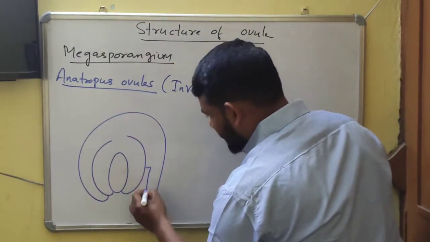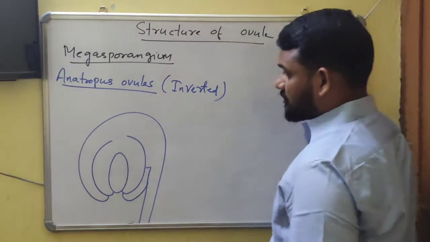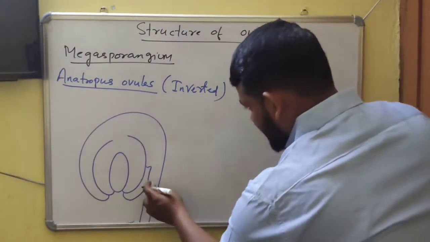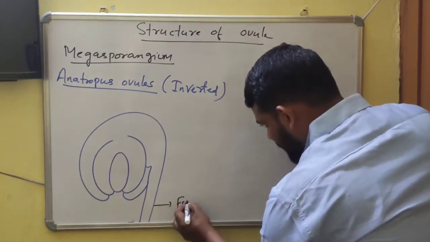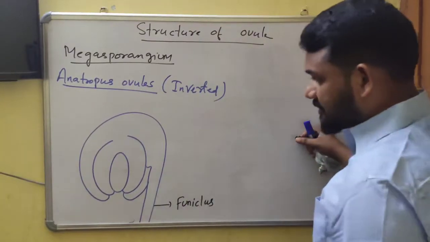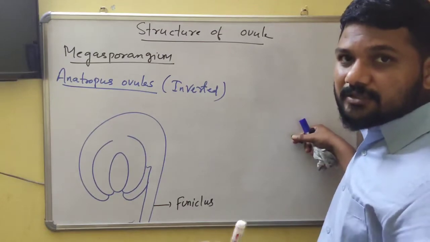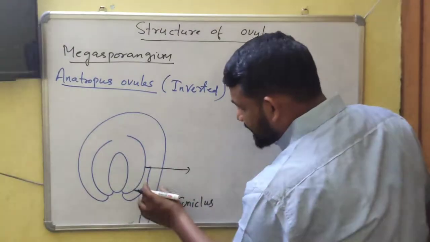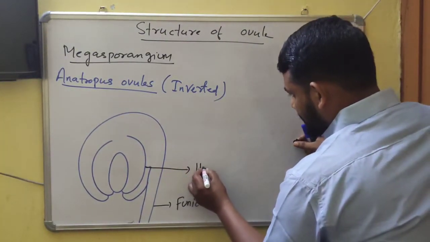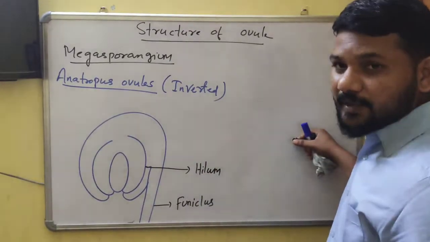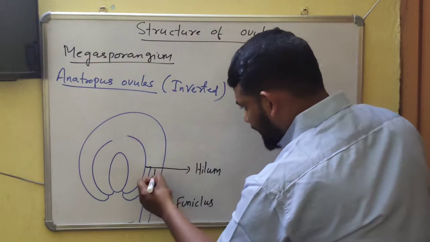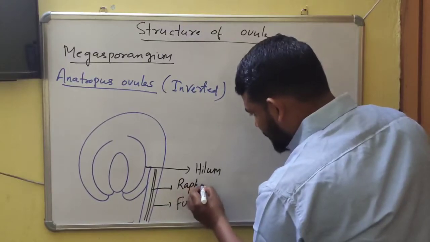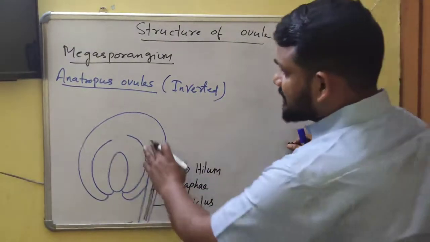This is the diagram of an angiospermic ovule. This is the axis, and the axis of an angiospermic ovule is called the funiculus. The point where the body of the ovule is attached with the funiculus is known as the hilum. In the anatropous ovule, along the hilum there is a vascular strand, and this vascular strand is known as the raphe. And this is the body of the ovule.